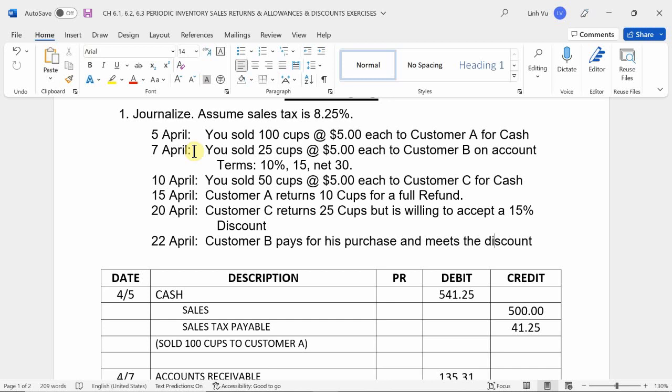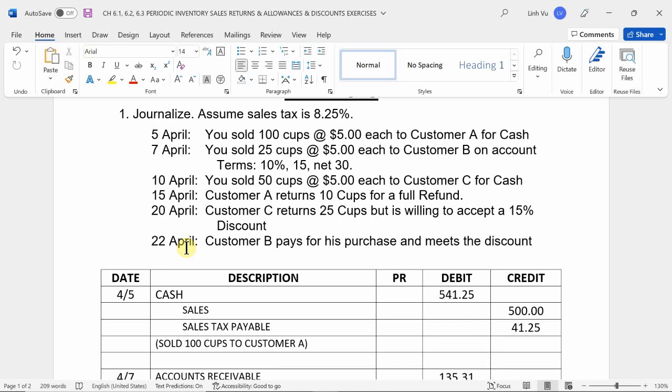15. So let's count. If it's April 7, what date is 15 days from now? The 22nd. Yes, good. So in this case, he barely made the discount due date. He paid on the very last day of the discount due date. So therefore, he did make the discount, so we need to give him a 10% discount, and he's paying for his purchases.